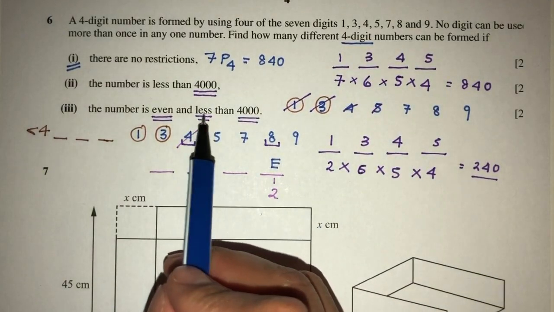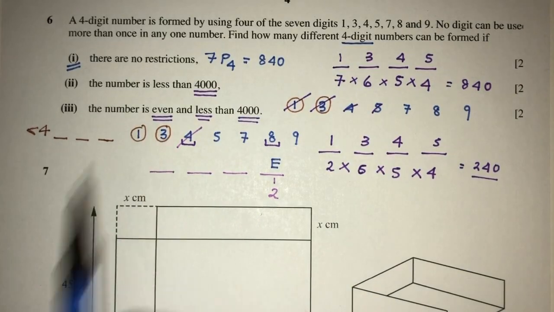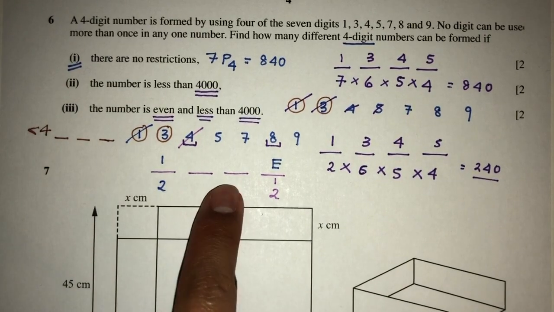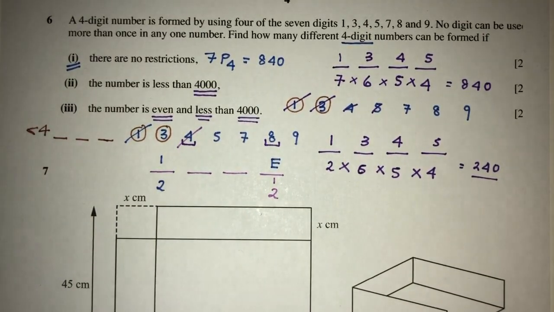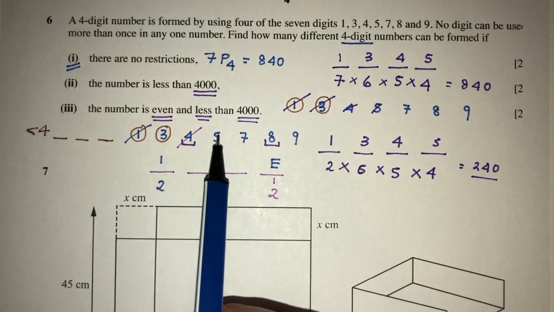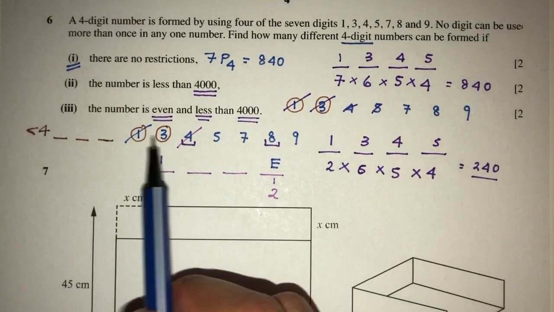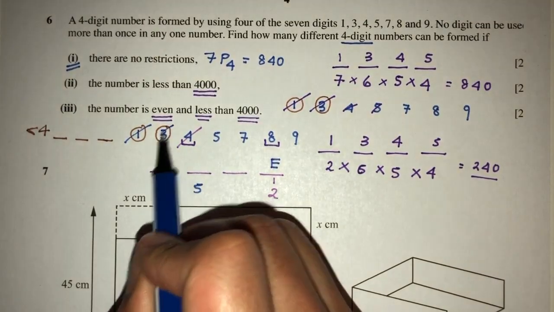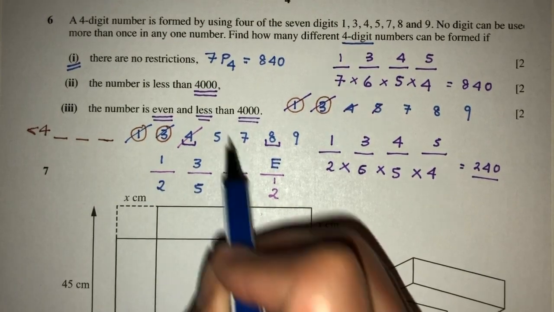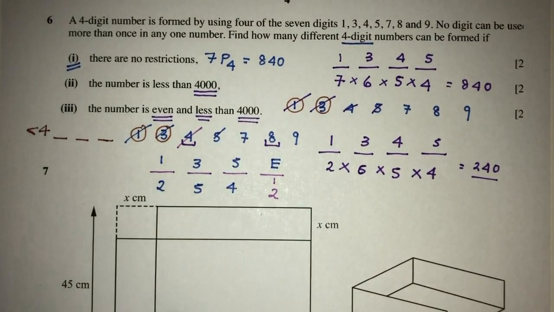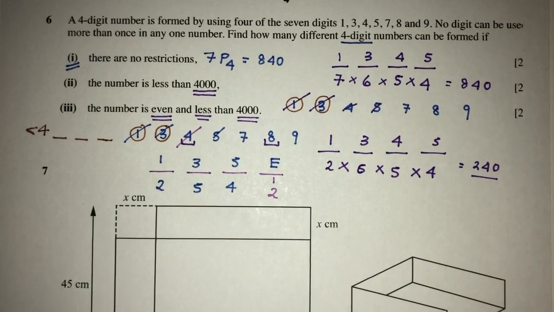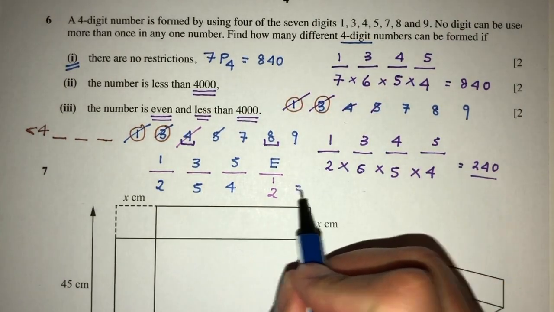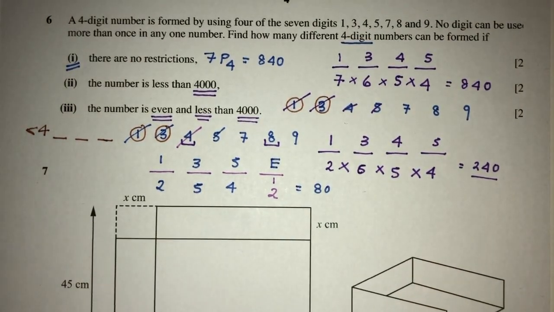Now, for it to be less than 4,000, I have 2 options. Let me choose 1. Now for the remaining, there's no condition, right? So we can choose from the remaining numbers, 1, 2, 3, 4, 5. So I have 5 options to choose from. Let me choose 3. And then I have 4 options. Let me choose 5. So as you can see, 2 times 5 times 4 times 2 will be your answer. That will be 80. So 80 will be your answer for part 3 of the question.